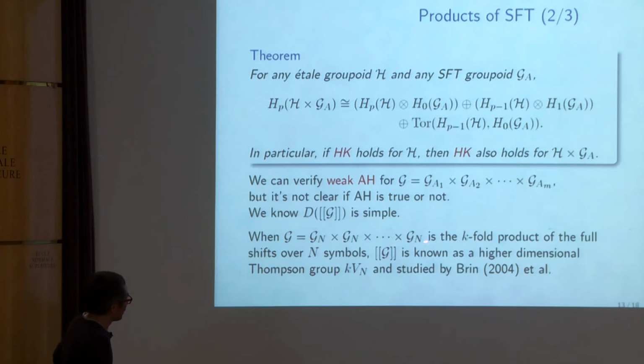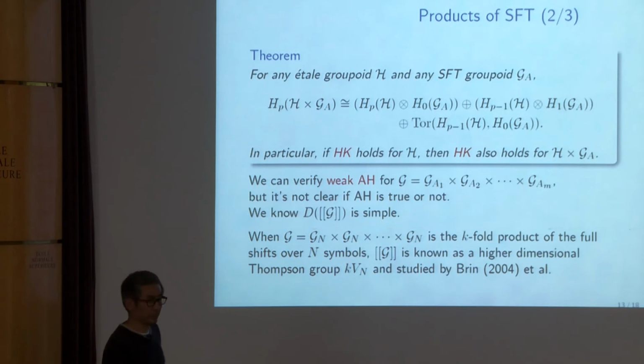And as a special case, I can consider the product of full shifts over n symbols. In this case, the topological full group is known as a higher dimensional Thompson group, denoted by kVn and studied by Brin and other people.